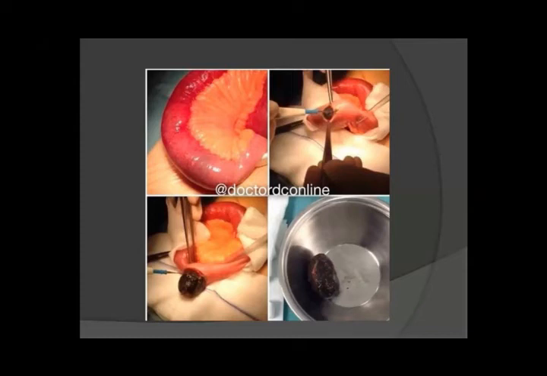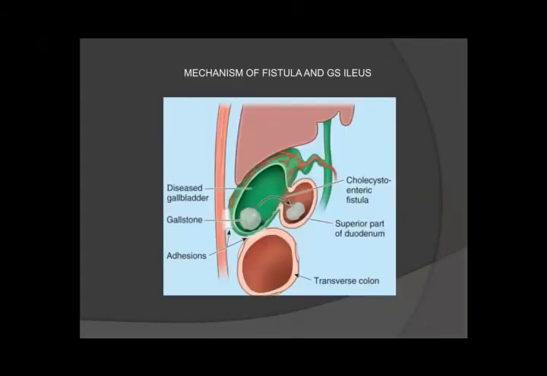Now, this gallstone, how did it get here? It could be one of two ways: either eroded through the gallbladder wall and emptied into the bowel, or through one of the biliary tree or tracts and into the duodenum. Gallstone ileus. Mechanism of fistula and gallstone ileus.